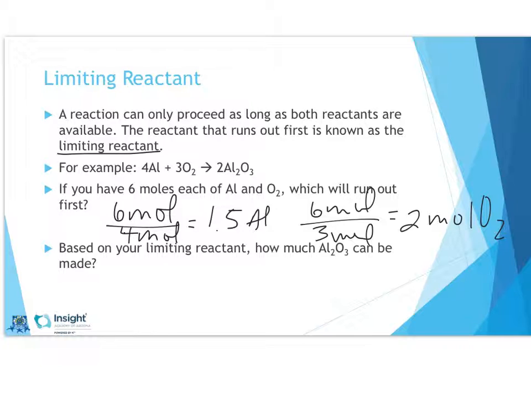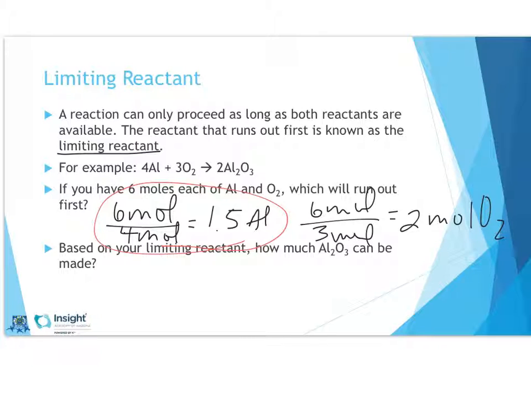Alright, so what this is telling me is that I have enough aluminum to go through this reaction 1.5 times. I have enough oxygen to go through the reaction 2 times. So, based on that, which one's going to run out first? Aluminum, because I have less of it to actually run reactions with. Okay?